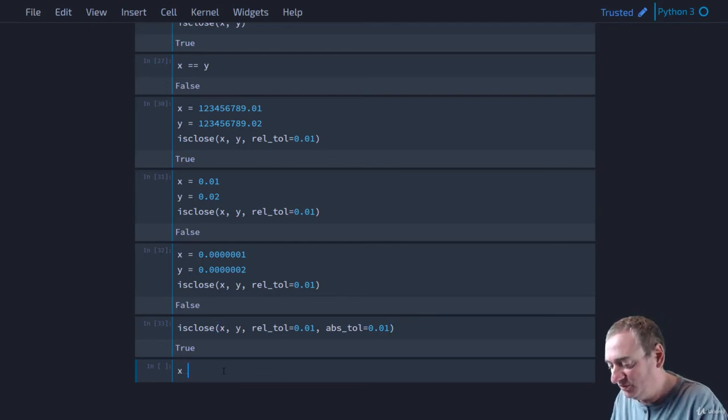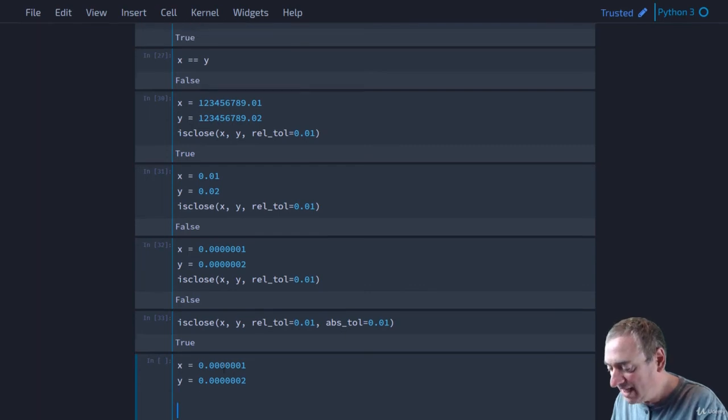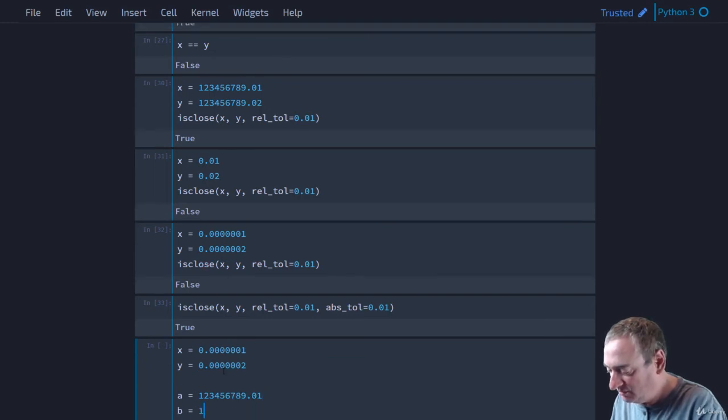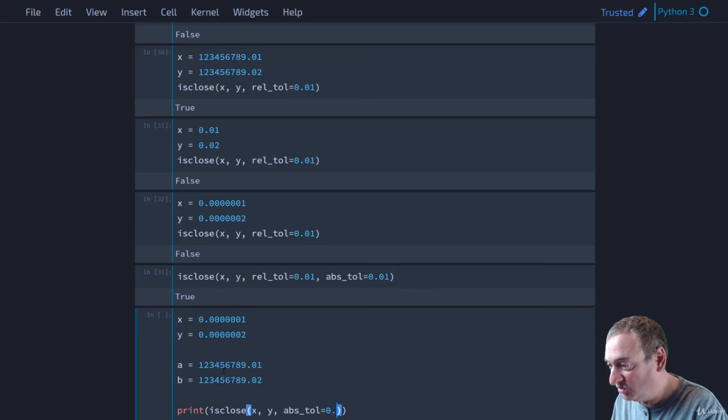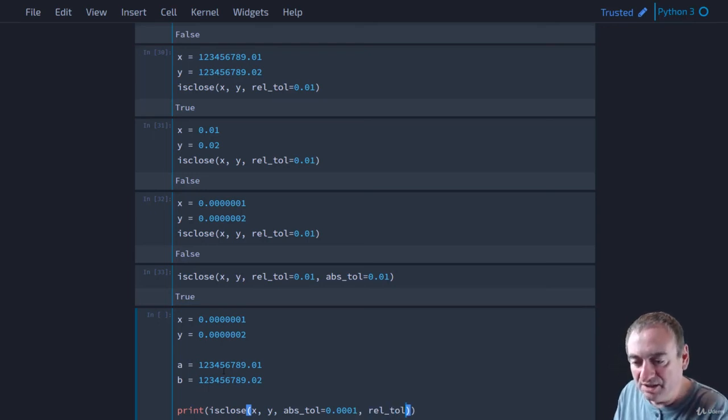So let's take a look at another example. So again, x equals 1234561, y equals 1234562. And let's take a equal to now that big number we had before, and b equal to 1234567892. Okay, and now we're going to print isClose x comma y. So we'll take the first two numbers, we'll set up an absolute tolerance of, let's say, 0.0001. So if numbers absolutely are within 0.0001 of each other, they're considered close, right?